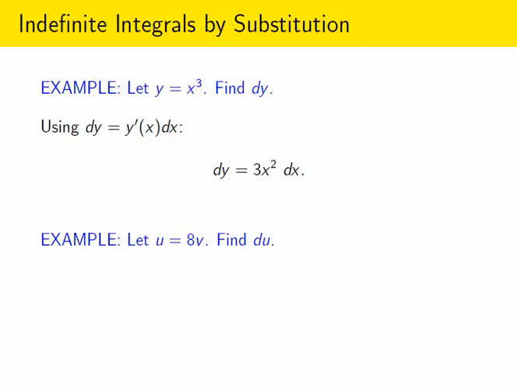Let's look at another example. Let's say u is 8 times v, and we want to find the differential du. Well, since we've got u and v instead of y and x, we're going to use the same formula, but with this different notation, u and v, and we end up with du equals the derivative of u, which is 8, times the differential dv. All right, that's how you calculate differentials.